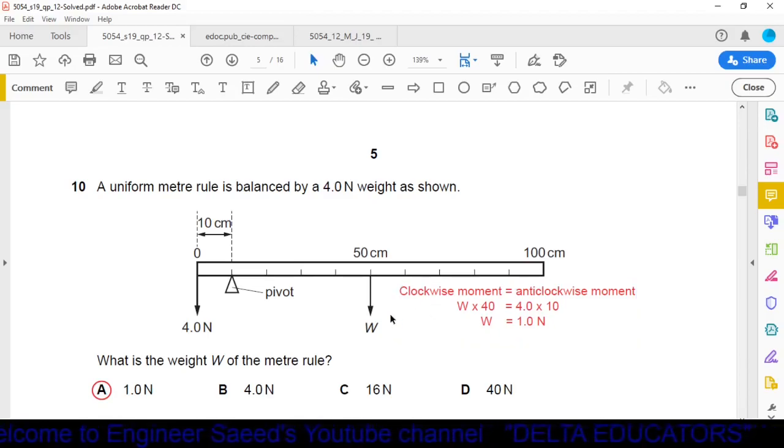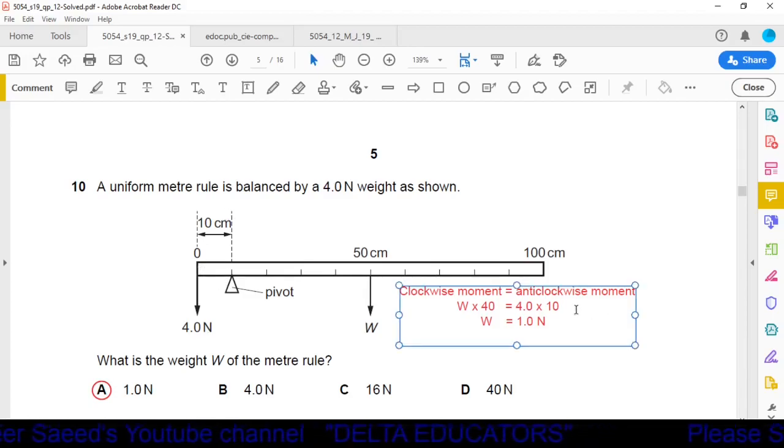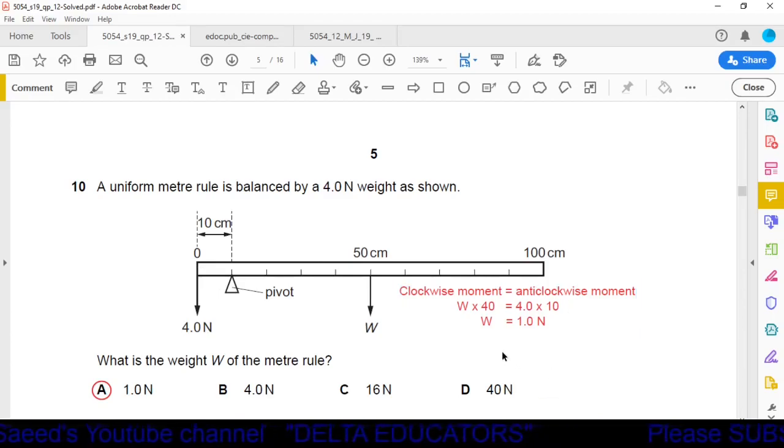Now clockwise moment is equal to W multiplied by the perpendicular distance from the force to the pivot. This distance is the perpendicular distance and is equal to 40 centimeter. So clockwise moment is equal to W multiplied by 40, and anti-clockwise moment will be equal to 4 multiplied by this distance, that is 10 centimeter. So anti-clockwise moment is equal to 4 into 10. By solving this, we got W is equal to 1 Newton. So the weight of the meter rule is 1 Newton, and option A is the correct option.